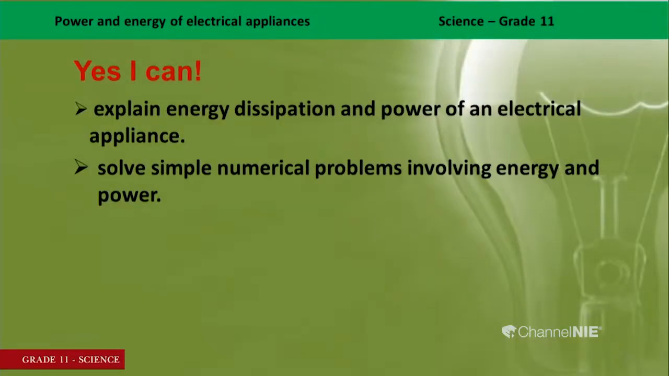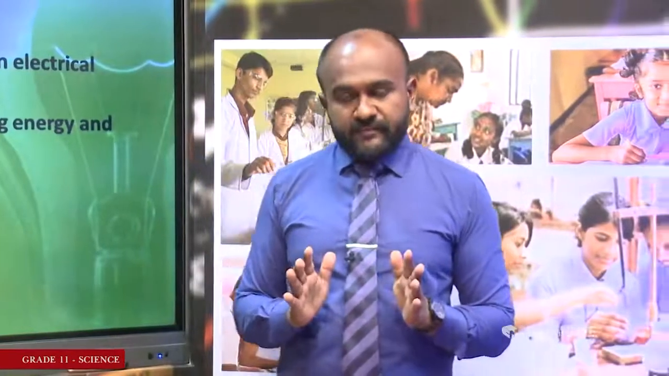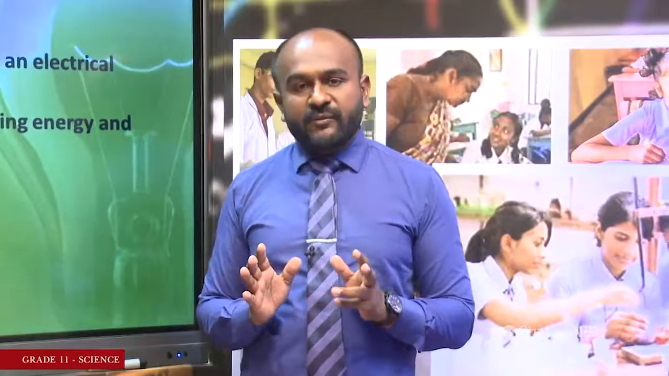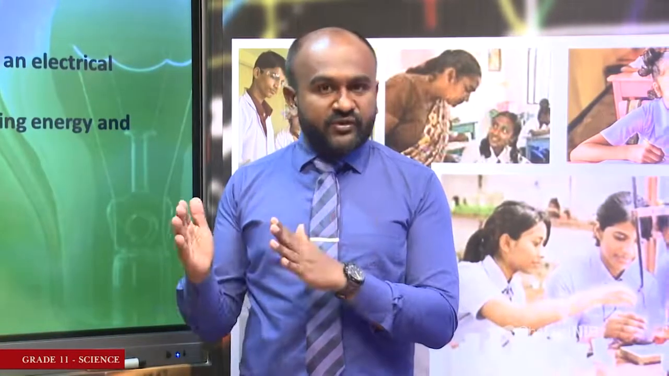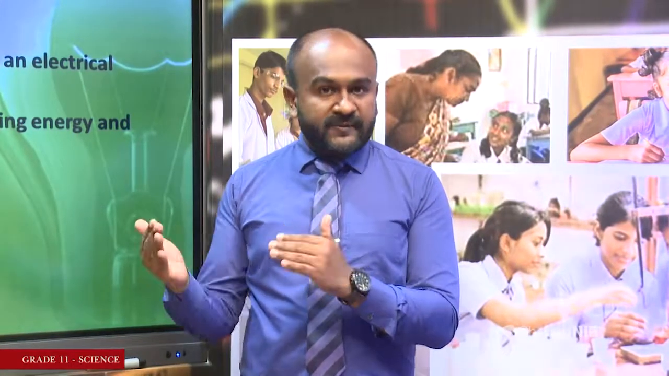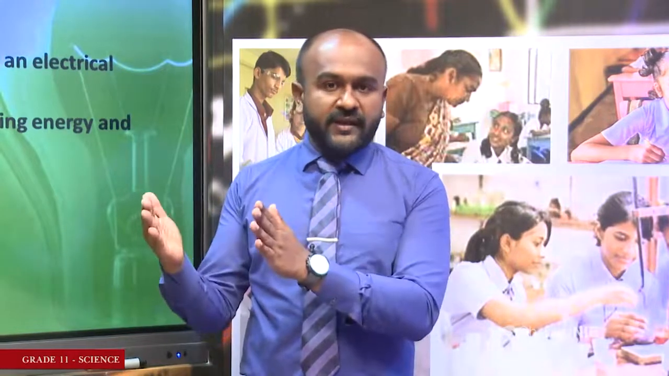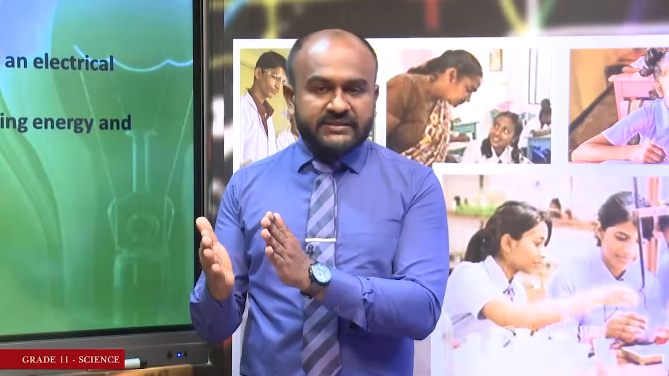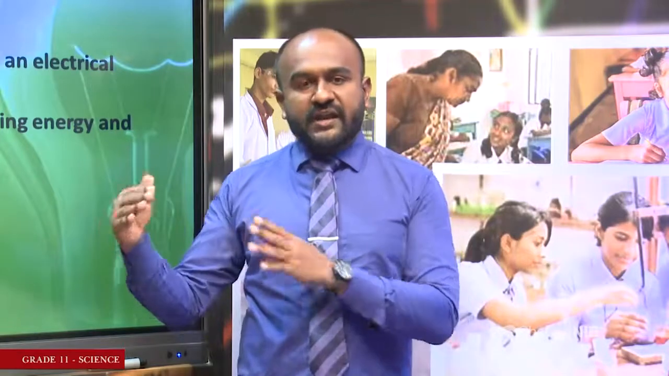The second learning outcome. You need to take it in this way now. I can solve simple numerical problems involving energy and power. I think now the formula should come to your mind. We got 3 formulae. Can you remember? What are the 3 formulae we got? We got P equals VI for power. In this P equals VI, P is for power, V is for voltage and I is for current.